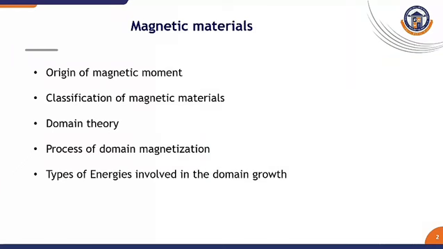Today, our outline of magnetic materials in this module: the origin of magnetic moment in the materials, and then classification of magnetic materials into dia, para, and ferromagnetic material, and the domain theory of ferromagnetism, the process of magnetization through domain wall motion and domain rotation. Finally, the different types of energies involved in domain growth. Each of these concepts builds up a complete understanding of how magnetic materials behave differently when exposed to magnetic fields.